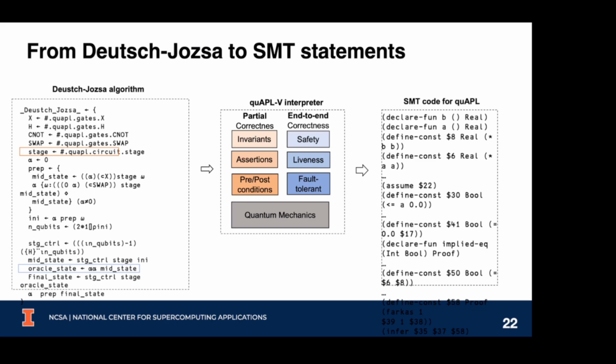On the left-hand side is the Deutsch-Jozsa algorithm implemented in QAPL, and this code goes through the QAPLV interpreter, which interprets it into Python code, and then it goes through the Z3 SMT solver, where it verifies our invariants, our requirements about invariants, assertions of pre and post conditions, and also some safety and liveness conditions, and it returns some SMT code for verifying this algorithm.